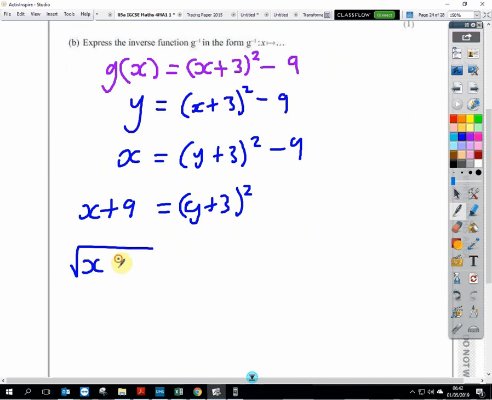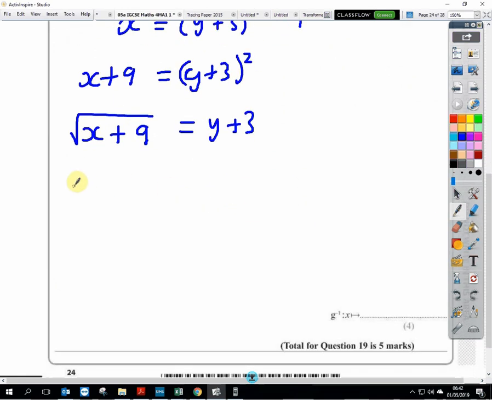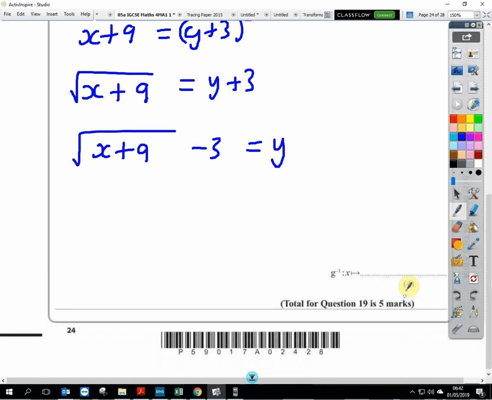So it's the square root of x plus 9 is equal to y plus 3. And then the square root of x plus 9, minus 3, is equal to y. So we can write this on the answer line. Just make sure that the negative 3 is not inside the square root. You can avoid writing it inside the square root by writing the negative 3 first, like this.